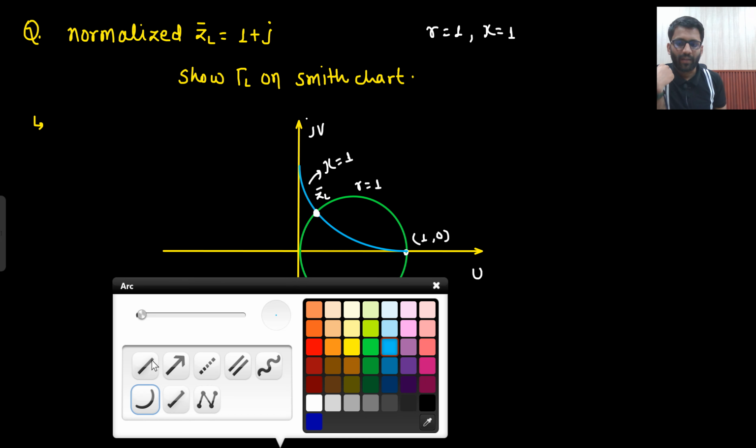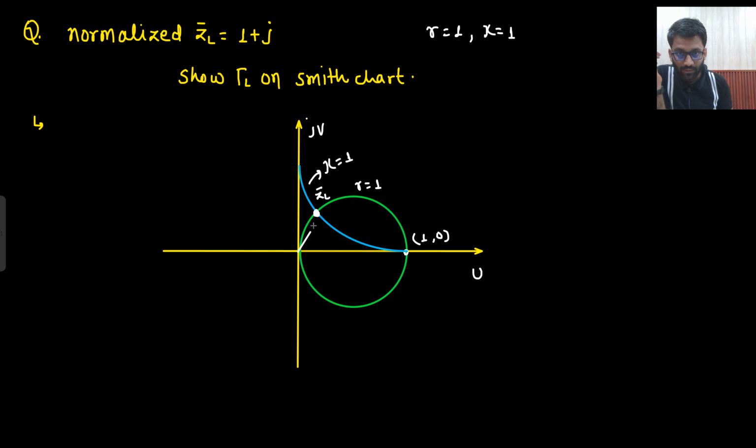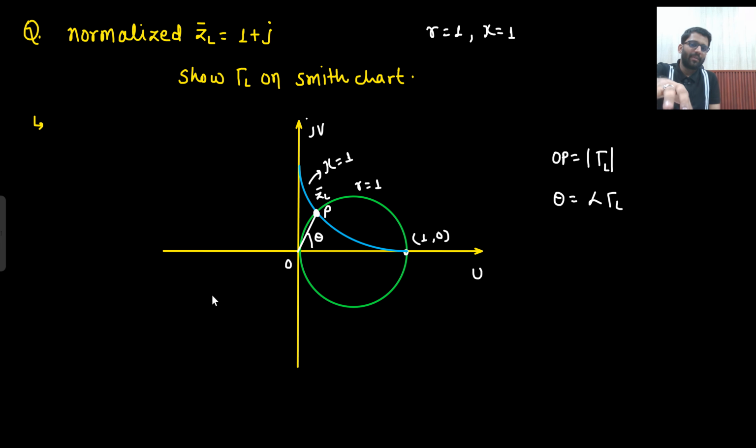Now this point I am going to join to the origin. Now whatever the angle I get here, that angle I don't know. But this length, what will this length represent? Let's just say this point is P. So this OP length will represent mode of gamma L, and this theta will represent angle of gamma L. Now in the examination they make this particular diagram and they ask you the value of theta. Will you be able to tell me the value of theta?